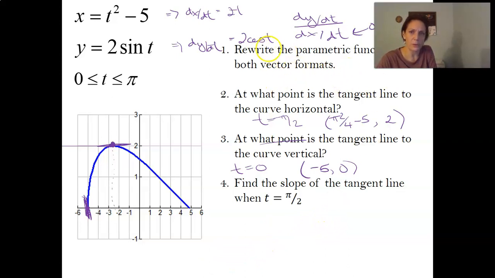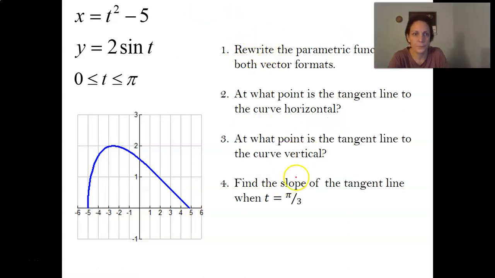I'm sorry, I pointed to the wrong thing. You put a 0 in here, you don't get a 0. Okay. All right. Last part, number 4 here.